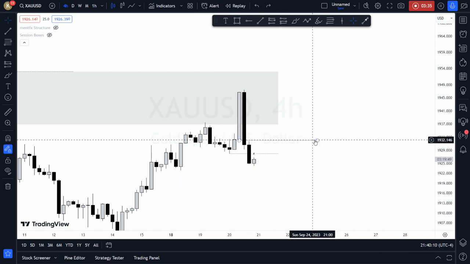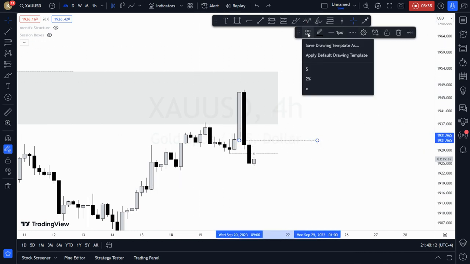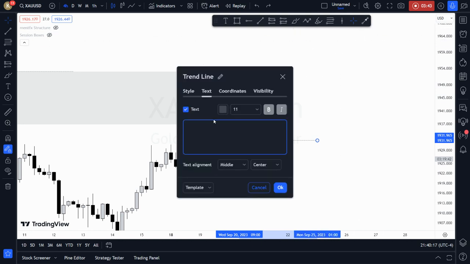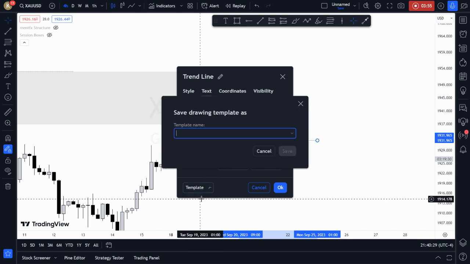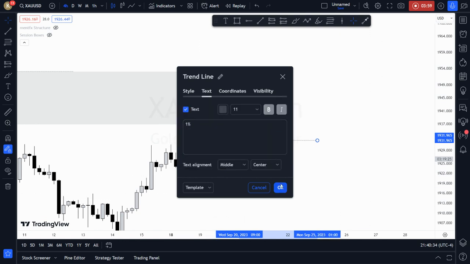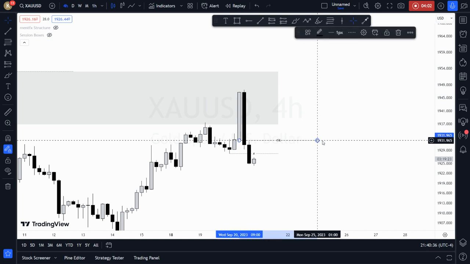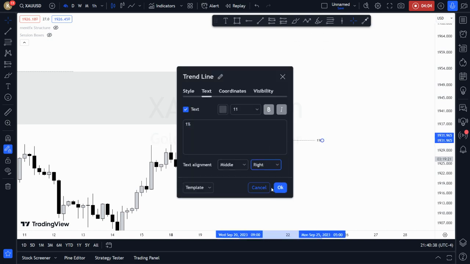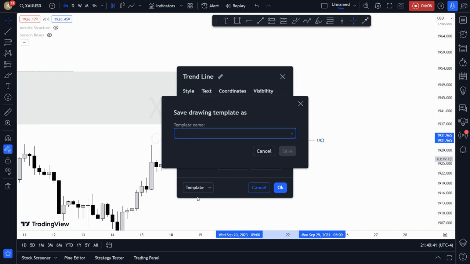So entry taken here, risking 1%. I'll split risk from 2% to 1%. Okay, all right, so 1% right here. Save this template. All right, so entry taken here. I'll put this to the right actually. Template, save.